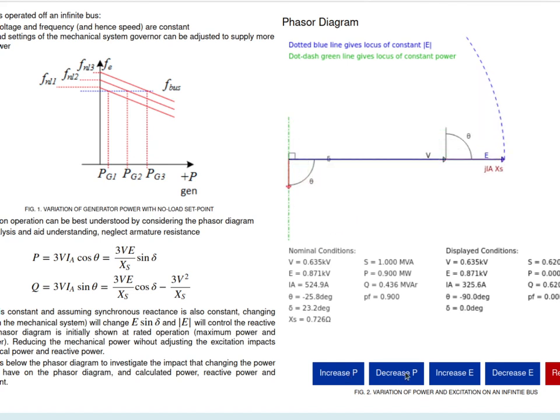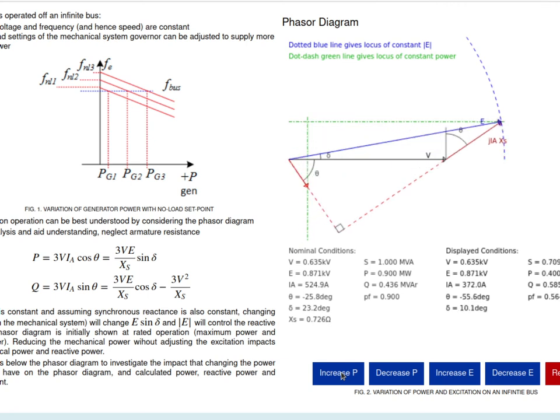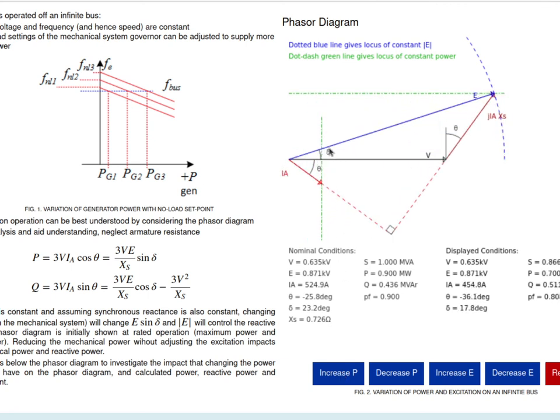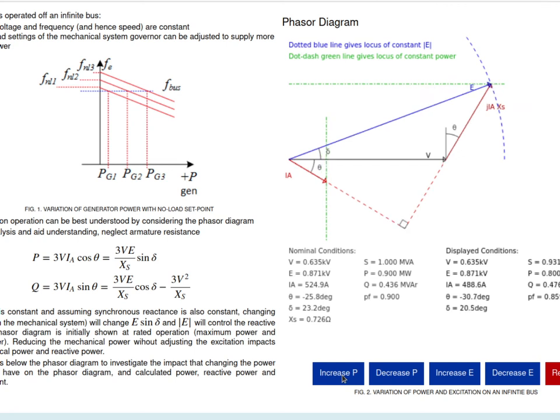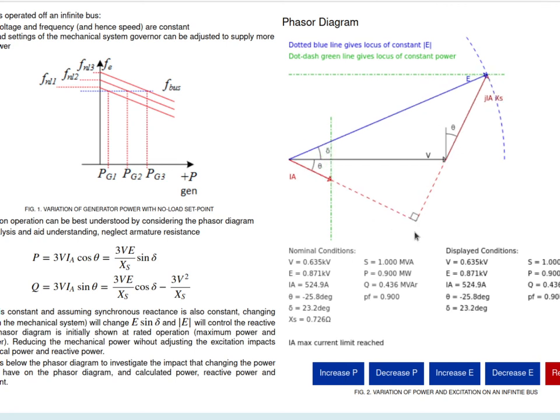I have no power at first, and the current is flowing at 90 degrees, so it's purely reactive power, no real power. And I start increasing the power. I keep increasing the load angle. Now I think this animation was up to here.